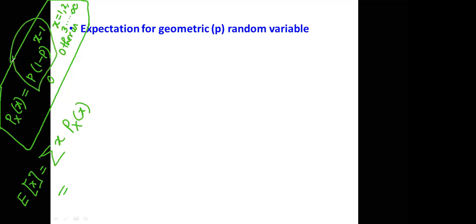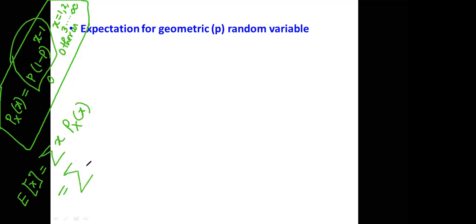Now, to find the expected value, it is the summation of xp(x), isn't it? Now, what is this x? Look at that. This actually is the probability, isn't it?